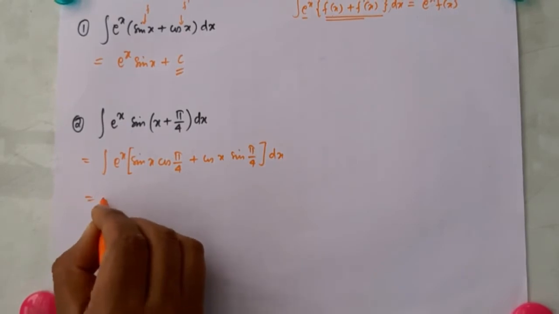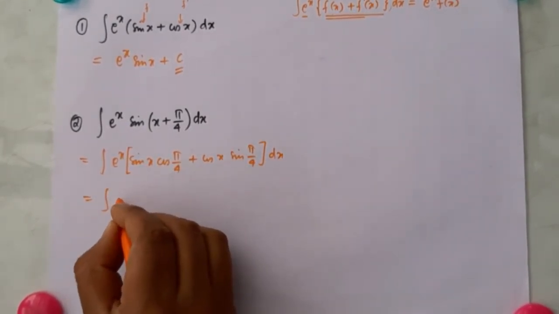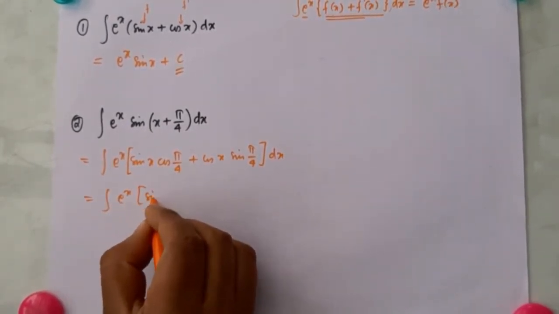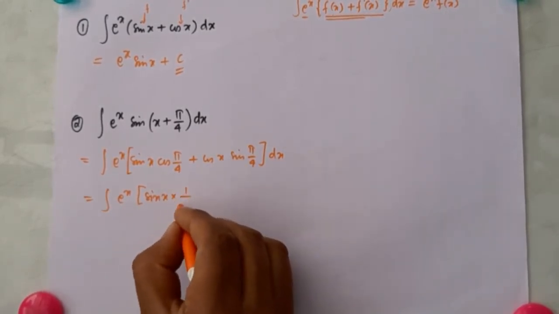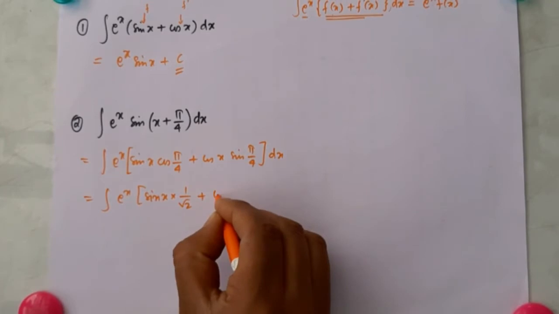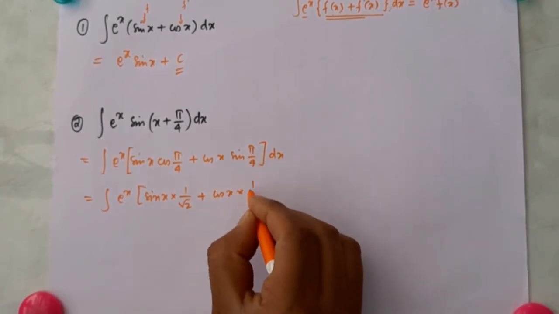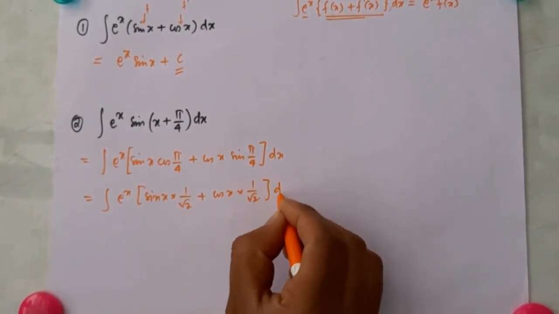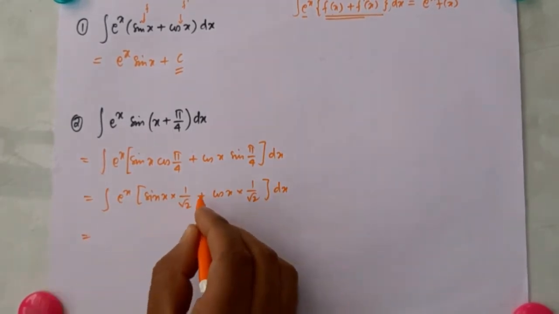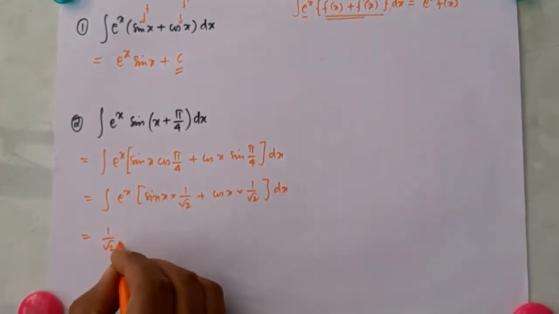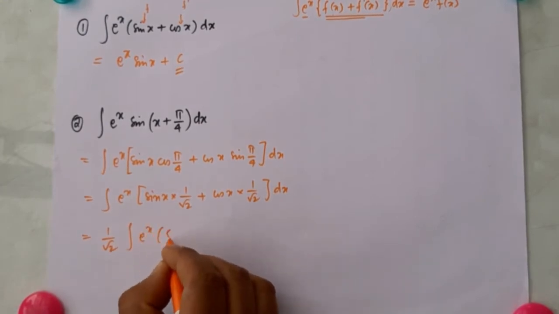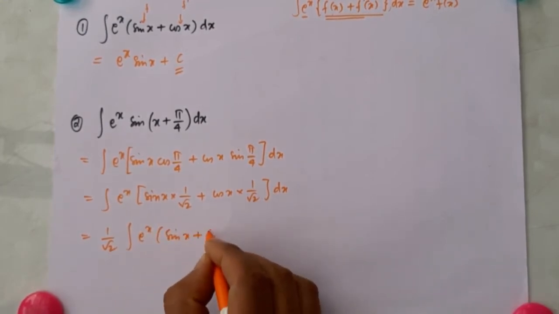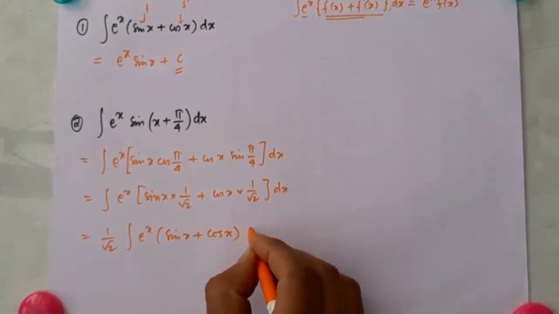Now you know the value of cos pi/4. So let me write sin x first. So cos pi/4, that is cos 45 degrees, is 1 by root 2, plus cos x into sin 45, which is also 1 by root 2, dx. So you can take out 1 by root 2 common, and it can be kept outside the integral sign. So you have e to the power x (sin x plus cos x) dx.